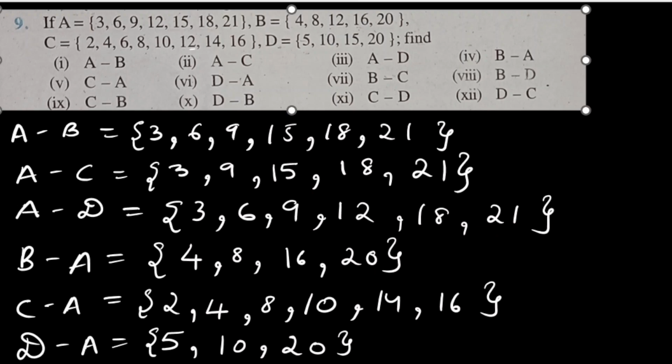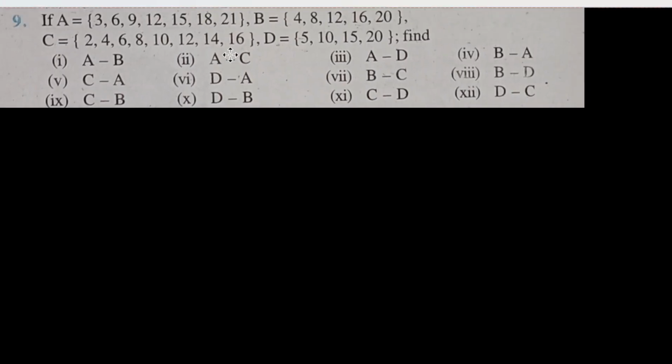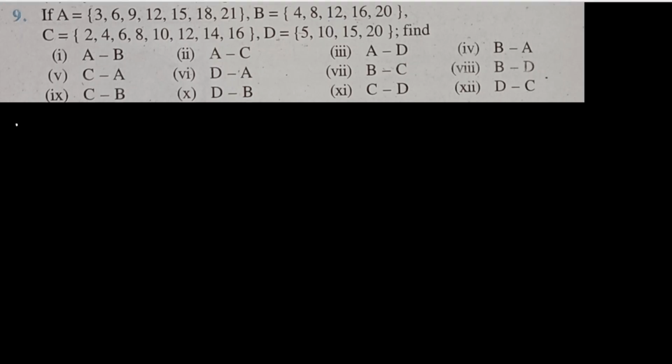So 6 parts we have done. Let's do the remaining parts. B minus C. So B's elements I have to see. 4 is there in C, 4 we cannot write. 8 is also there, 8 also we can't write. 12 is also there, 12 we cannot write. Then only 20. So only B's elements, first set's elements you have to see. In this set, you don't have to consider those elements which are present in the second set as well. So only 20, B minus C.